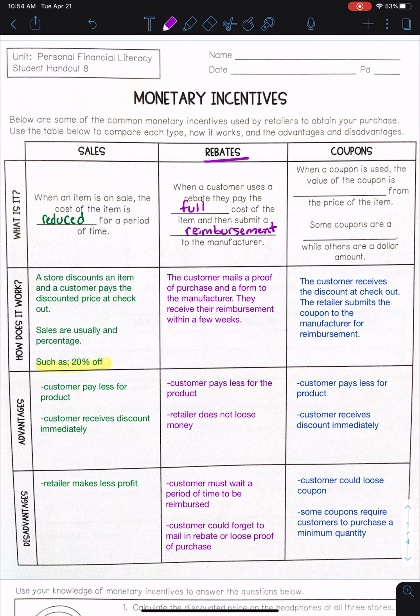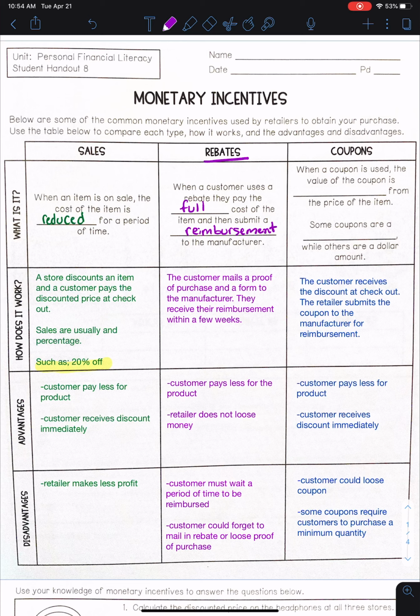So for example, when I bought a phone, they gave me a rebate. I paid full price for my phone, but then I mailed in proof of purchase to the manufacturer and they sent me a check in the mail a few weeks later for that reimbursement. So I got like, I don't know, $100 off or something like that.